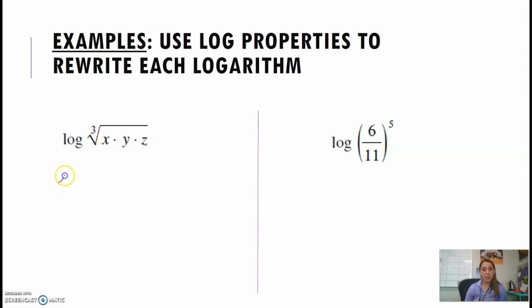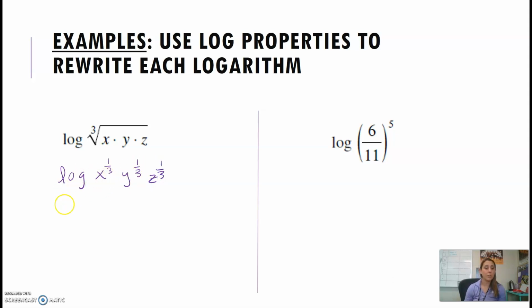So I'm going to have log, and since it's the cube root of x times y times z, then that is x times y times z to the 1/3, which means the 1/3 goes to all of them. So I'm going to rewrite that: x to the 1/3, y to the 1/3, z to the 1/3.